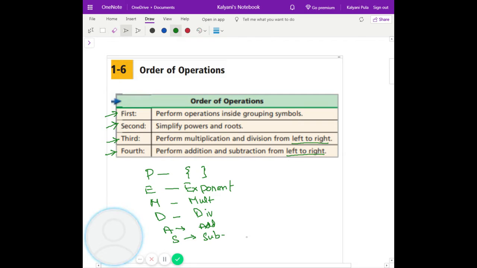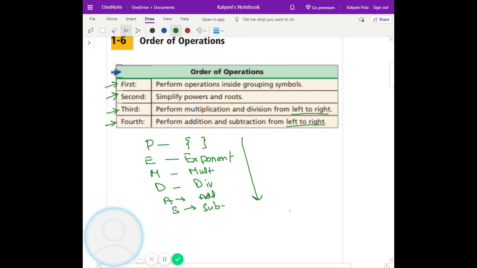Okay, so we always follow the order from top to bottom. What that means is, if I see some exponents or parentheses in the question, I'm going to do the parentheses first, and then exponents, and then multiplication, division, add, and subtract. Let's do this one pretty quickly. If you look at the first step, perform the operations inside the groups. That is really important. You need to do the operations inside the groups first.